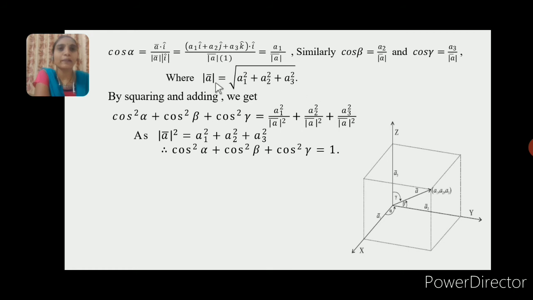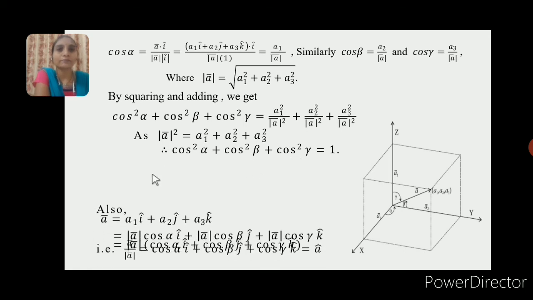Here magnitude of a bar is square root of a1 square plus a2 square plus a3 square. Squaring on both sides we get magnitude of a bar square; square and square root get cancelled. We get a1 square plus a2 square plus a3 square. See here, the RHS denominator is the same, therefore addition of numerators, that is a1 square plus a2 square plus a3 square, divided by denominator magnitude of a bar square, but magnitude of a bar square is a1 square plus a2 square plus a3 square. Therefore numerator and denominator get cancelled. We get 1. Therefore cos square alpha plus cos square beta plus cos square gamma is equal to 1.